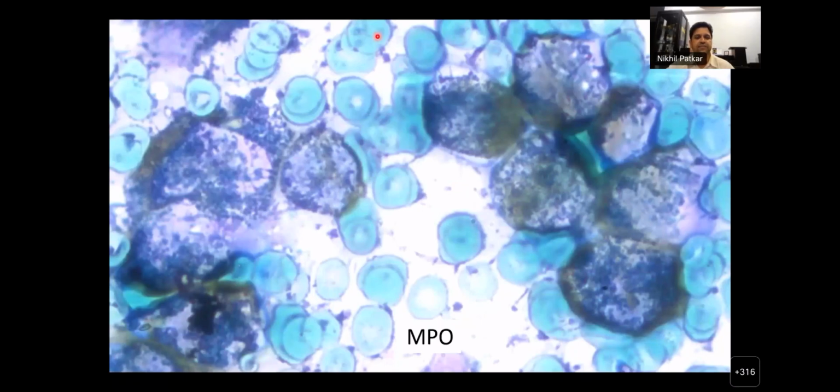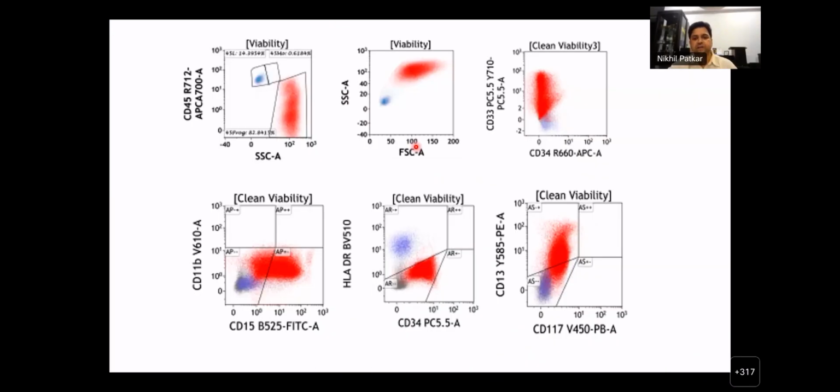And the MPO staining is? It's intensely positive. Okay, so there is intense positivity for MPO. And can you describe the flow cytometry of these cells?